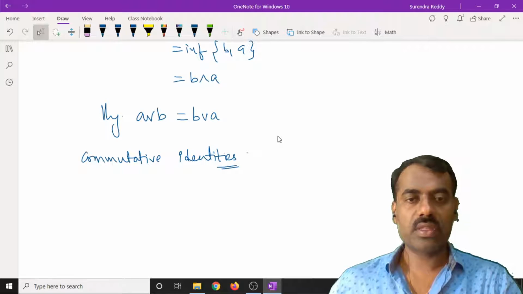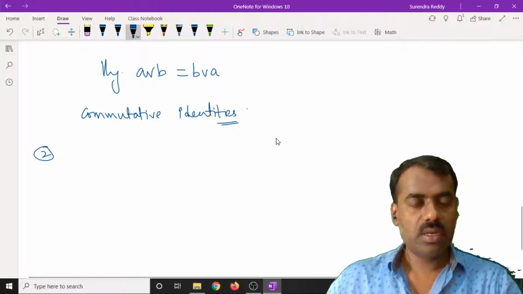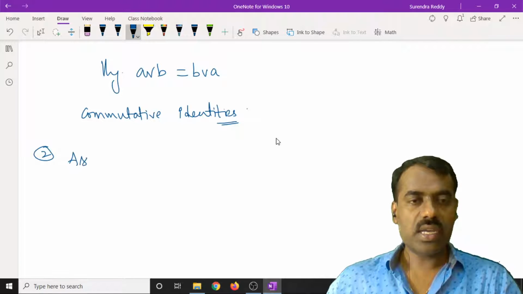Okay, the above two. Now we can also observe the second one is that associativity is also true.